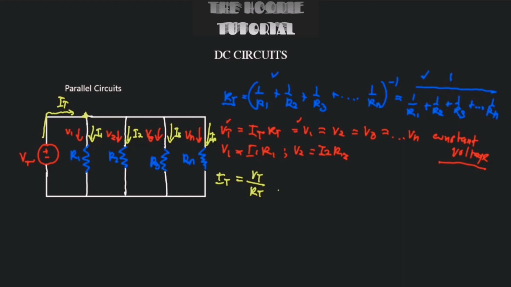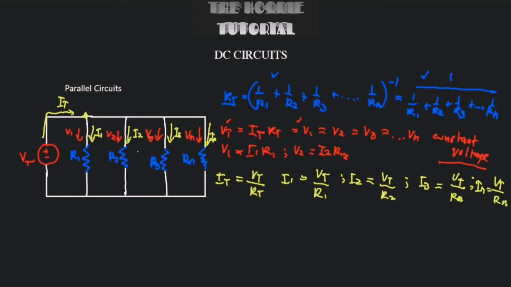So how about trying to find the value of I1? Using Ohm's law, we can use V1 or VT, since V1 and VT are equal, divided by R1. And then I2, we can use also VT or V2, since they are the same, divided by R2. Or I3, we can use VT over R3. And then IN, we can use VT over Rn. So that would be how to find the current flowing through each of the resistors.